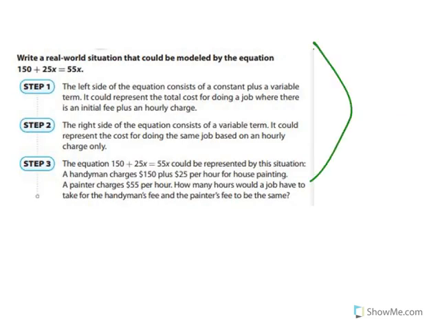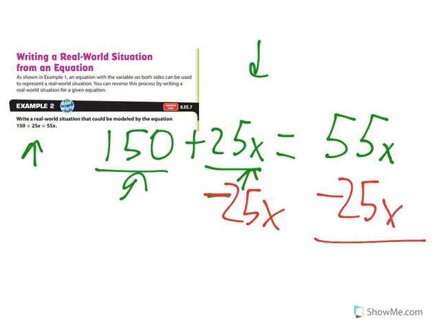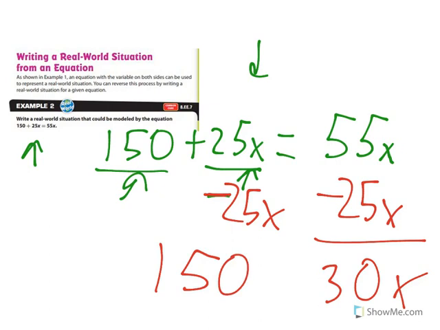And that's breaking it down there. You can see GoMath talks about painting the house again, the two different rates, and how many hours a job would have to take for their fee to be the same. You put the two equal to one another again. I already started that over here, so I might as well finish it. I'm going to change the color here. Let's get rid of 25x on this side, and then I'll take away 25x over here, so that leaves me with 30x. And they're keeping the numbers friendly for today, which is good.